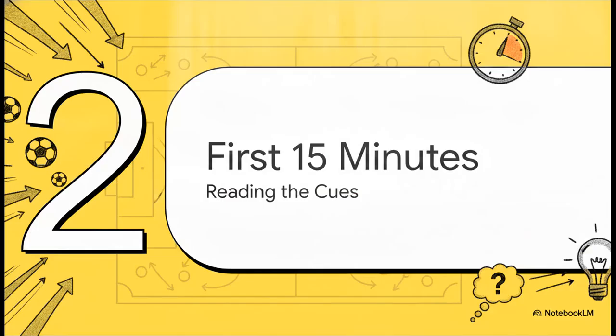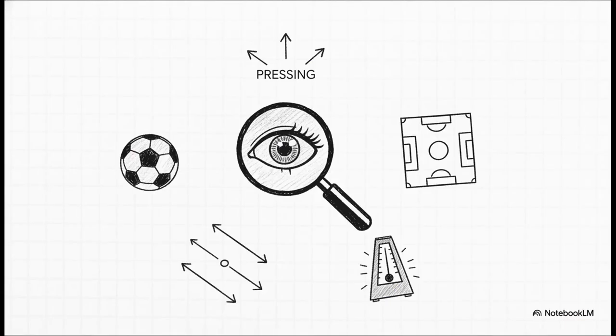Moving right along to Phase 2, the first 15 minutes, and reading the opening cues. This opening window, it is an absolute goldmine. You want to be hunting for very specific visual cues right out of the gate. Who actually wants the ball? Is either team triggering a high press, or are they just comfortably sitting back? Look really closely at their defensive shape when they don't have the ball. Are they in a classic 4-4-2? Is it a mid-block, a low block?